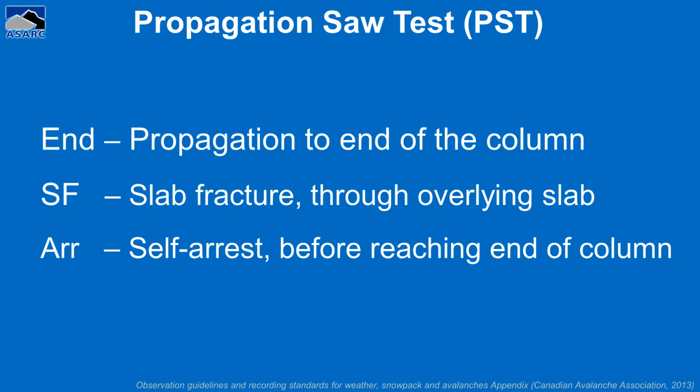Second, the fracture may propagate to a point in which it is interrupted and stops at a slab fracture that forms within the overlying slab. This is classified as SF for slab fracture. Lastly, the fracture may propagate but self-arrest somewhere within the weak layer before reaching the end of the column. This is classified as ARR for self-arrest.